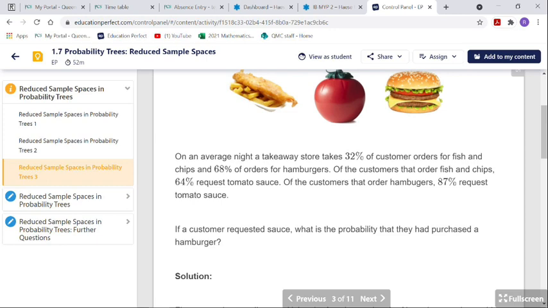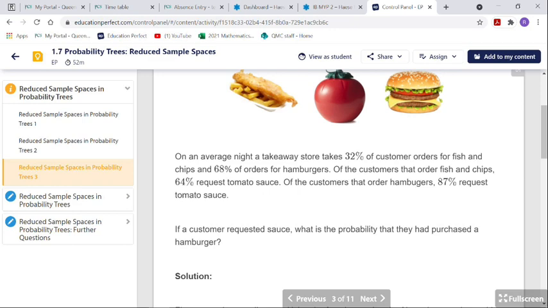On an average night, the takeaway store takes 32% of the customer orders for fish and chips. This one's a little... Be careful. 68% of orders are for hamburgers. Of the customers who ordered fish and chips, 64% requested tomato sauce. Of the customers that ordered hamburgers, 87% requested tomato sauce. If they requested sauce, what is the probability that they had purchased a hamburger?